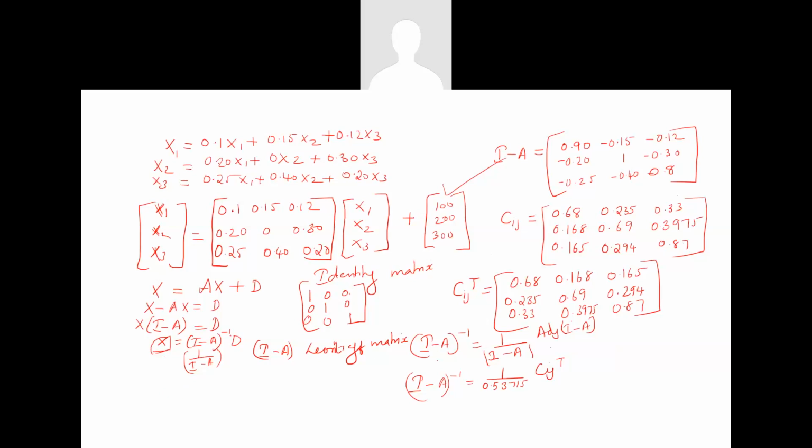So we have that formula I minus A inverse into D. That is the formula, isn't it? This is the formula we have: X is equal to I minus A inverse into D. So we have already found out I minus A inverse, that is 1 by 0.53715 into Cij transpose, this matrix. Now this again into D also has to be found out.